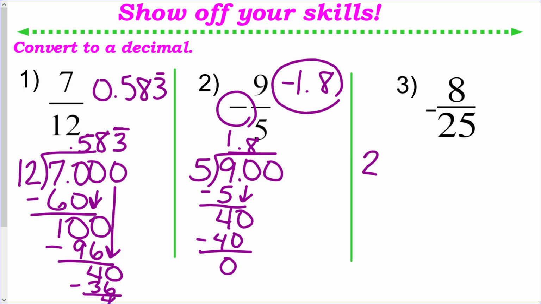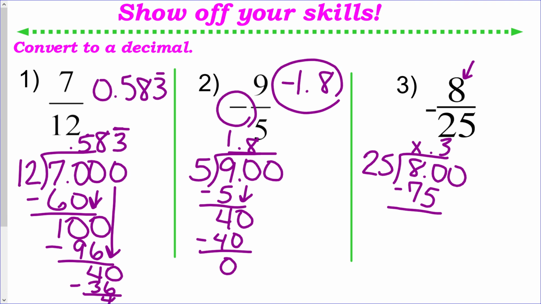Final one, 25 into 8.00. I like working with 25 because I always like to think of quarters. I know 25 can't go into 8 because, again, this numerator is smaller than your denominator. 25 into 80, well, 3 quarters would give you 75 cents. 80 minus 75 is 5. Bring down my 0. 25 into 50 goes 2 times. So my final answer, don't forget the negative, negative 0.32.